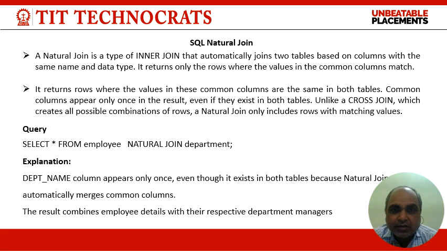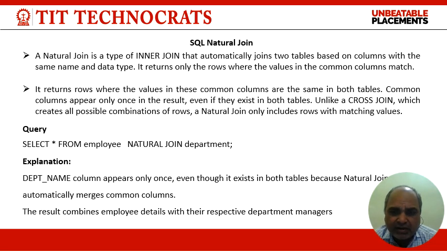And SQL natural join. A natural join is a type of inner join that automatically joins two tables based on columns with the same name and data type. It returns only the rows where the values in the common column match. It returns rows where the values in these common columns are the same in both tables. Common columns appear only once in the result, even if they exist in both tables. Unlike a cross join, which creates all possible combinations of rows, a natural join only includes rows with matching values.